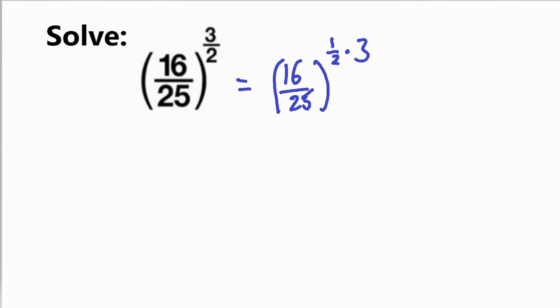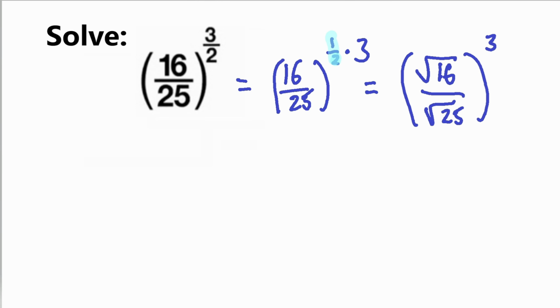However, now we can apply the power of 1 half to our numerator and denominator. But what is the power of 1 half? What does it do to a number? Well, a power of 1 half is the exact same thing as just square rooting a number. So we apply it to our numerator and denominator: our 16 becomes the square root of 16 over the square root of 25. And don't forget the power of 3, we still have that here.